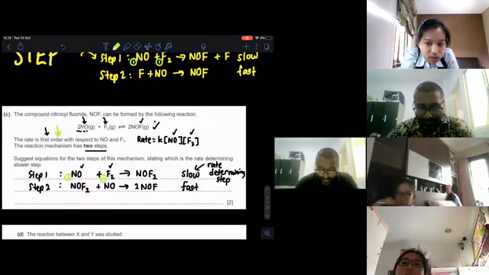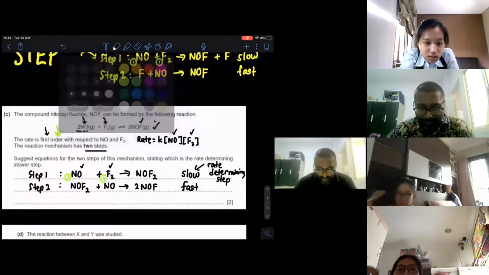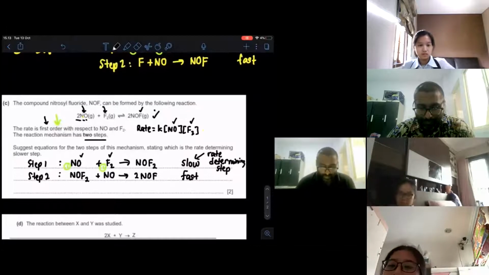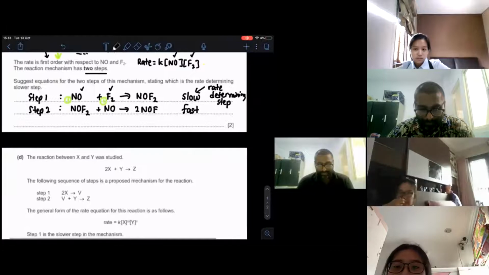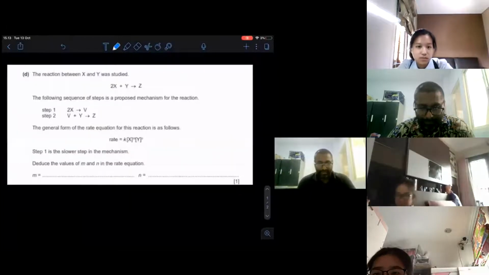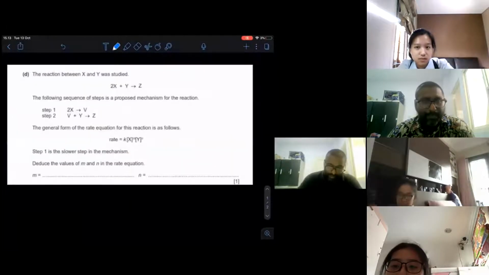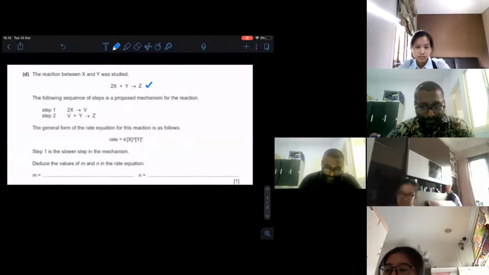So if you want to do another example, you can see here, this is another example. The reaction between X and Y was studied, and this is the equation. They say that there are 2 steps proposed for this reaction: first step, step number 1, and step number 2.